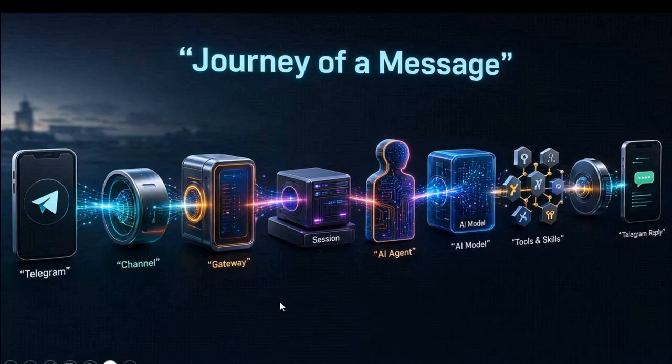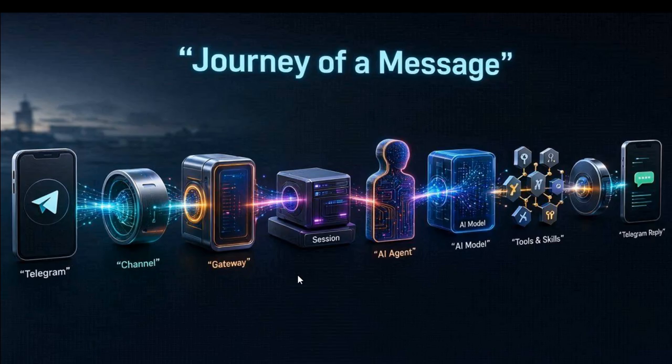The message is first received by Telegram. At this point, Telegram has no idea how to answer the question. It simply forwards the message to OpenClaw through the configured Telegram channel. So the flow looks like: user sends a message via Telegram, and Telegram forwards that message to the OpenClaw gateway. That's all the Telegram channel does. We will configure Telegram in just a few minutes.